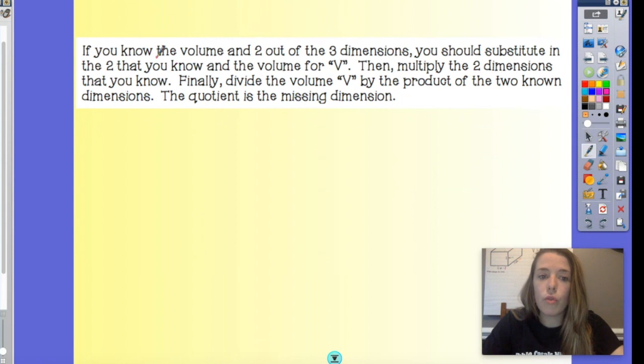So if we know the volume and 2 out of the 3 dimensions, we should substitute in the 2 dimensions that we know and the volume for V. Then we're going to multiply the 2 dimensions we know and then divide the volume by the product of the 2 known dimensions. The quotient, which is the answer in our division equation, is equal to the missing dimension.